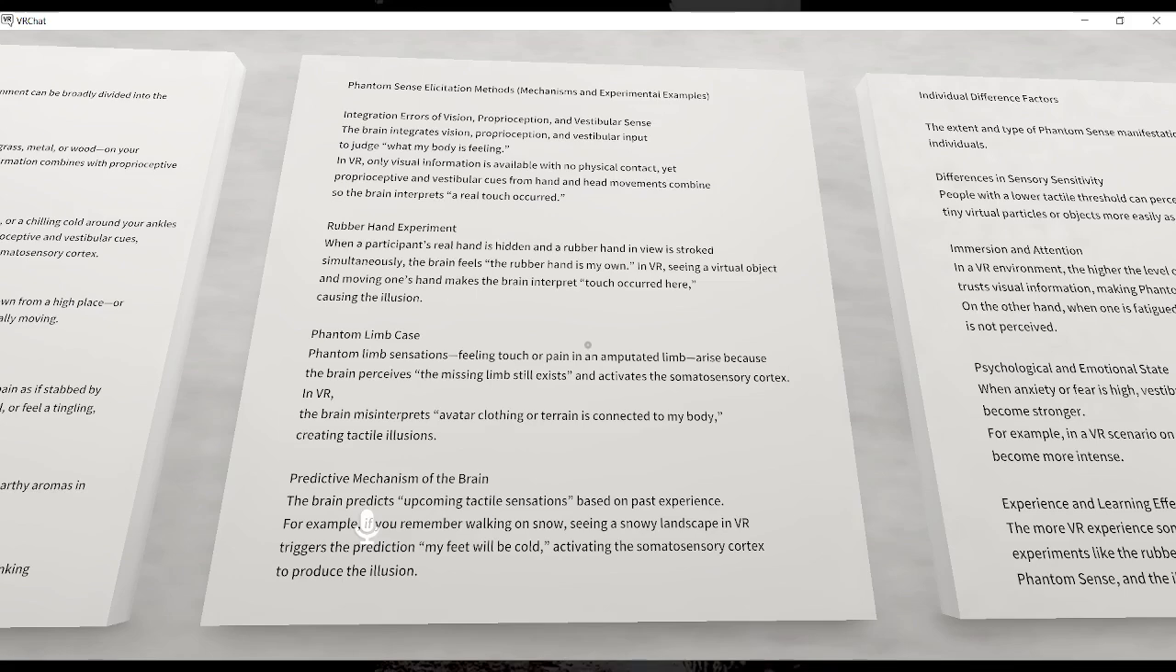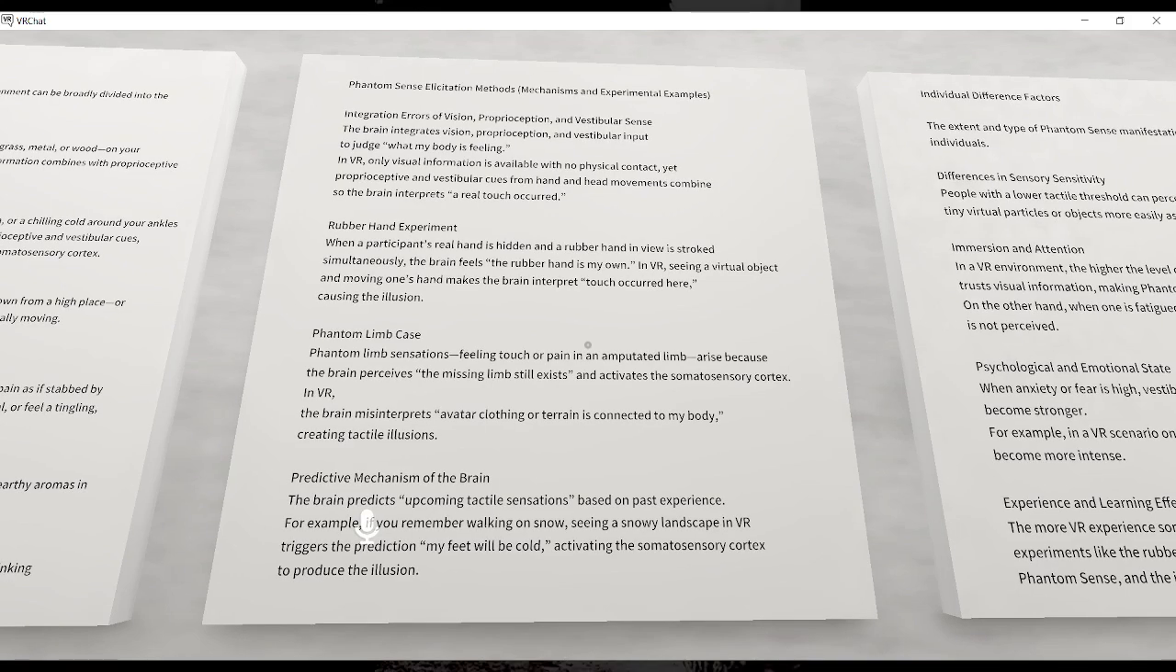Phantom sense elicitation methods, mechanisms, and experimental examples. Integration errors of vision, proprioception, and vestibular sense. The brain integrates vision, proprioception, and vestibular input to judge what my body is feeling. In VR, only visual information is available with no physical contact, yet proprioceptive and vestibular cues from hand and head movements combine so the brain interprets that a real touch has occurred.